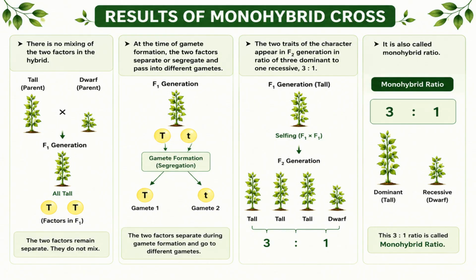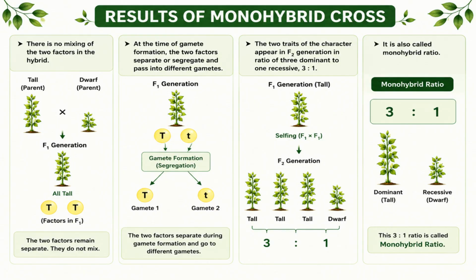Then Mendel explained another very important concept. At the time of gamete formation, the two factors separate from each other and pass into different gametes independently. This process is called segregation. When these gametes combine again during fertilization, the traits reappear in the next generation. That is why in the F2 generation, both dominant and recessive traits were observed again.